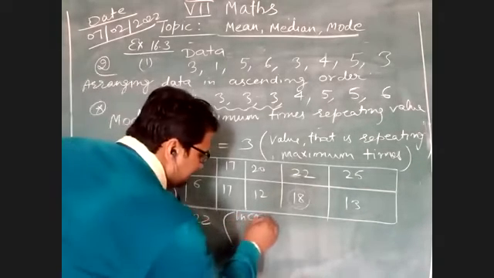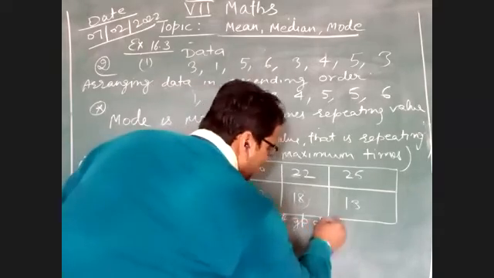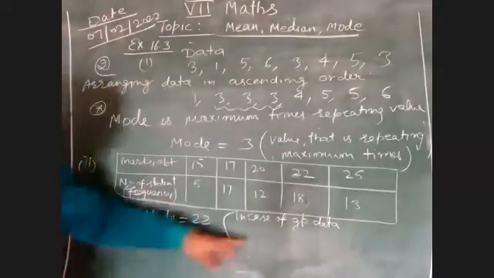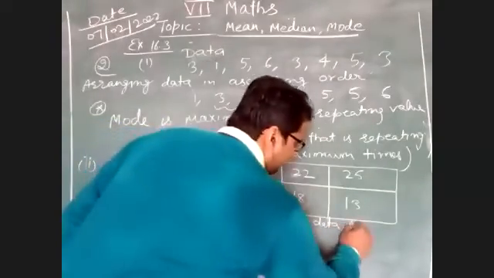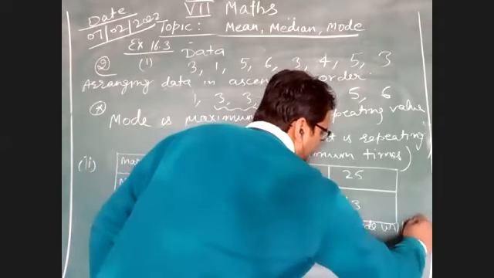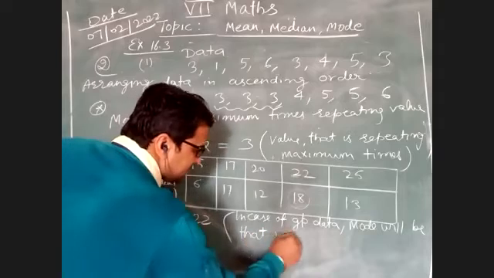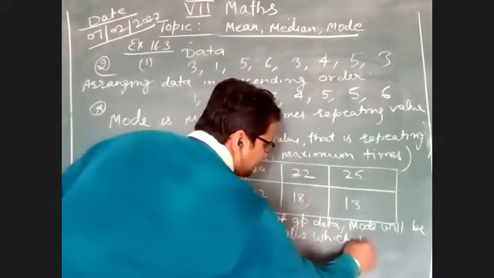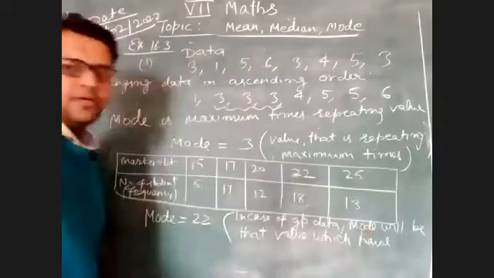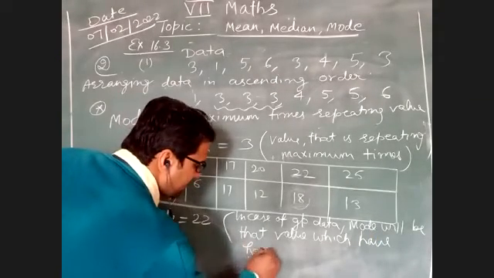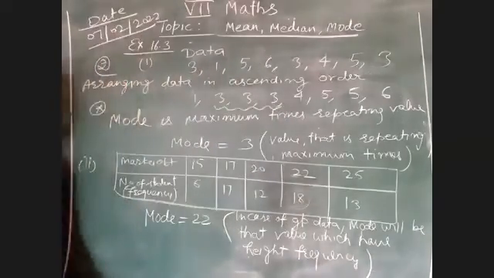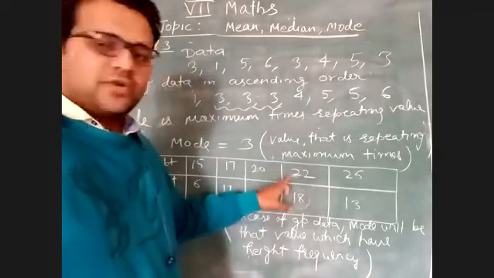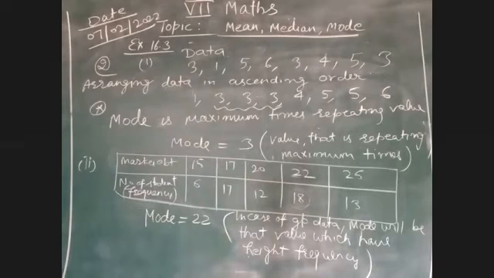In case of grouped data, mode will be that value which has the highest frequency, and the highest frequency for this data is 18, so mode will become 22. So I hope you are getting this point.